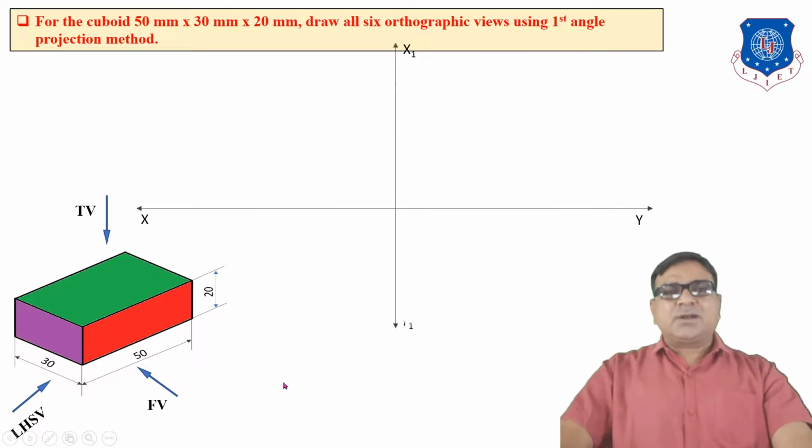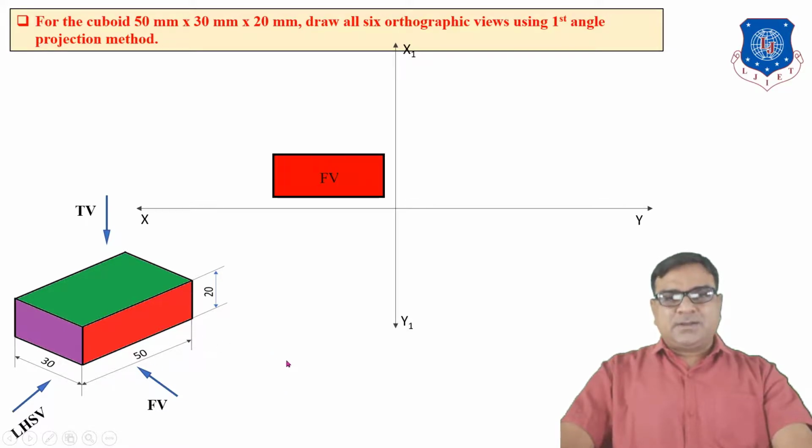Now how to start your problem for any orthographic projections? First of all, we have to find out the overall length, width and height. It's 50, 30 and 20. So front view always represents the length of the object and height of the object. Because we are using first angle projection method, our front view is located above xy line.